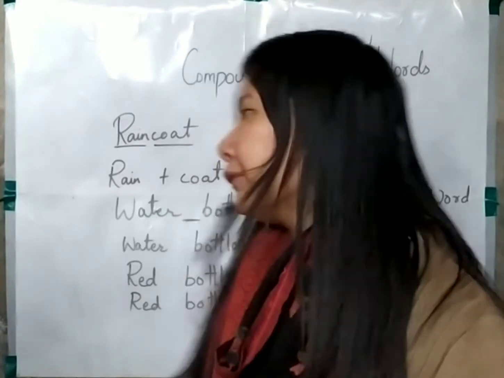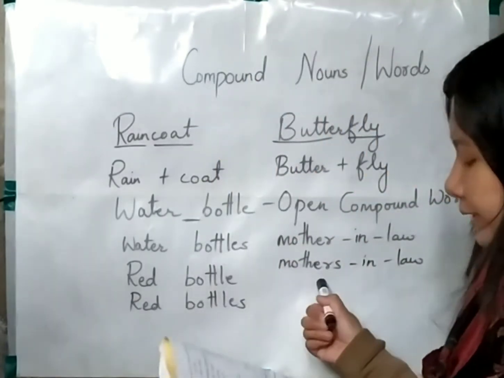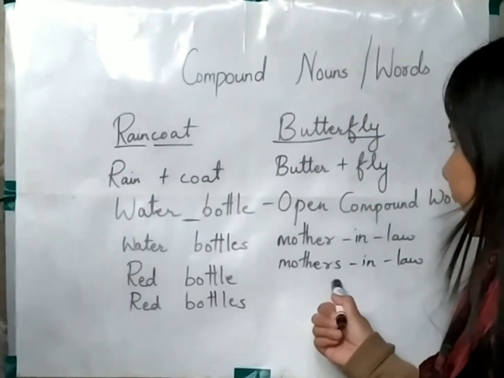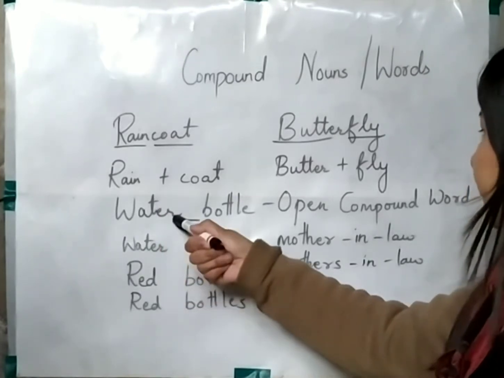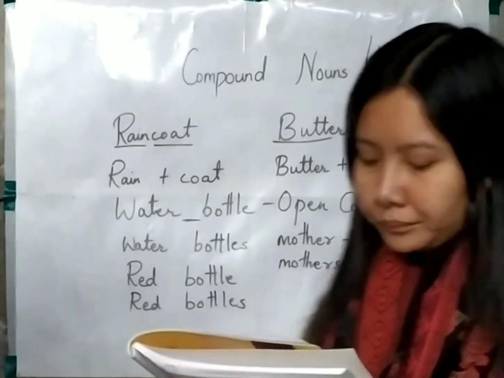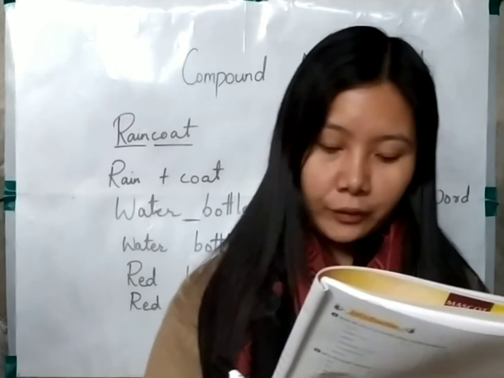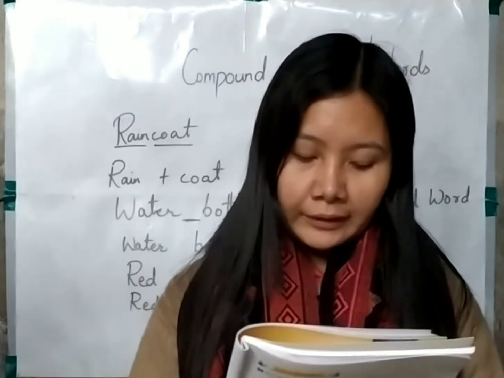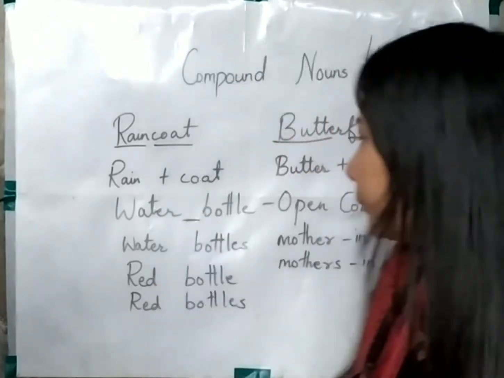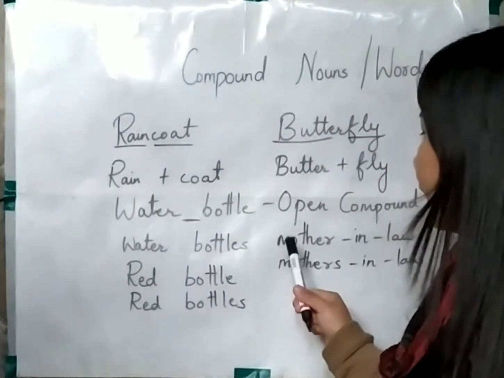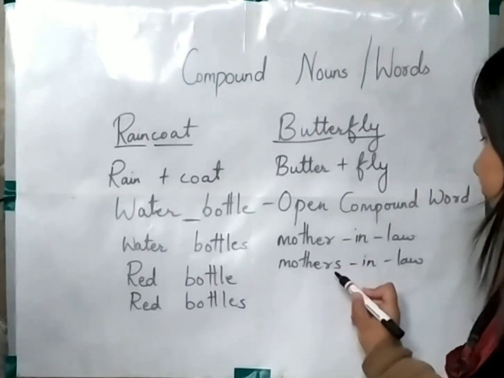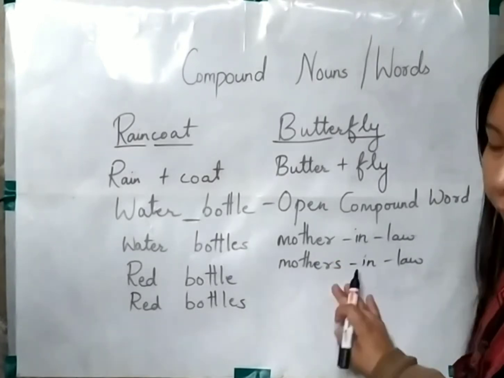So what kind of word is this? You have to remember this is a hyphenated compound word. And what kind of word is this? This is an open compound word. The plural is formed by adding s or es or changing the first base word into a plural. Here the base word is mother, so we have just added s in order to form its plural.